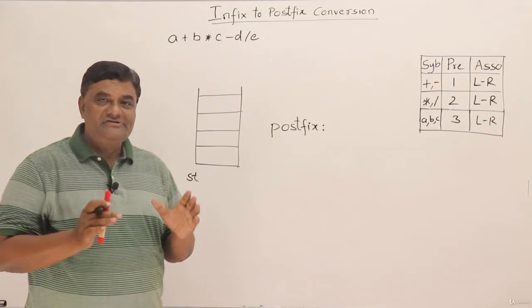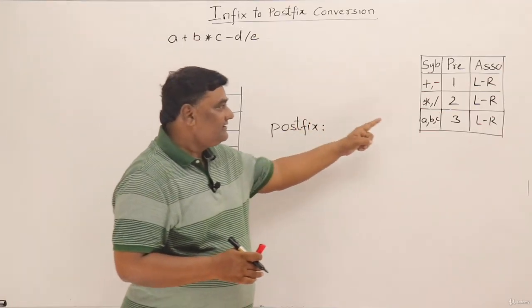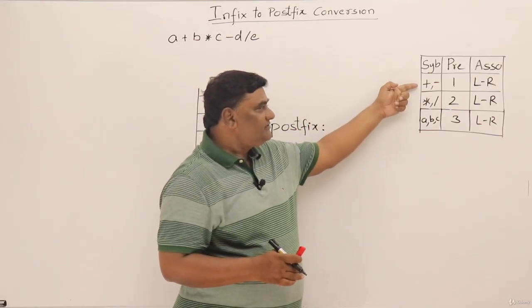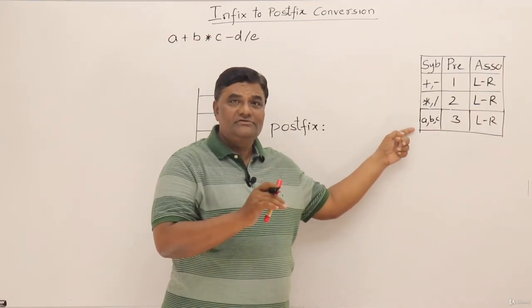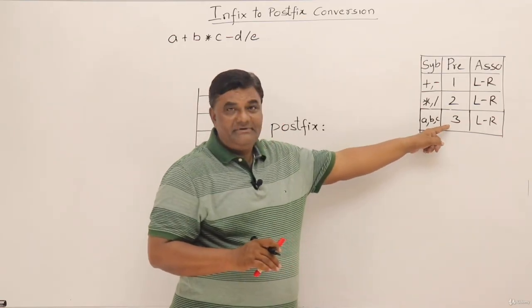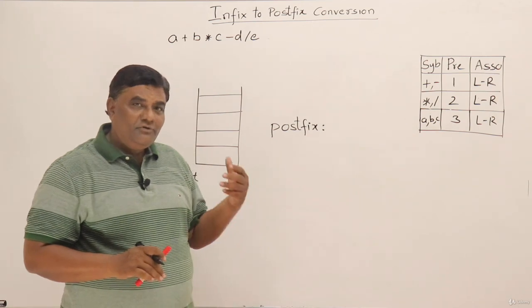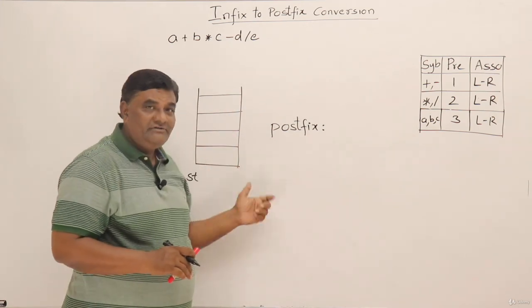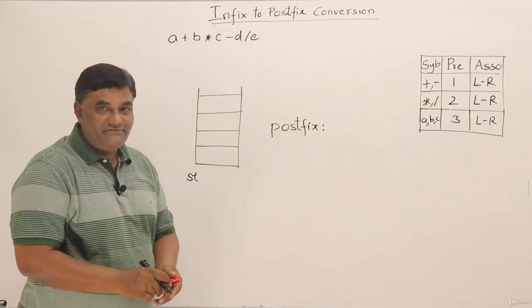Now let us look at the procedure once again with some minor changes. What is the change? Look here. The precedence table was having addition, subtraction, multiplication, division. Now I have included variables, operands also. I am assuming that operands have higher precedence, that is 3. Operands are also there, so it means I am going to push operands also into the stack. Yes, let us see how the procedure works.